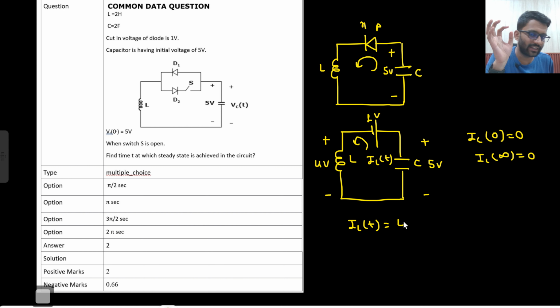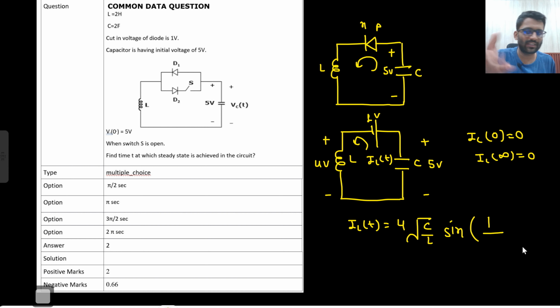Voltage by resistance. Voltage into root C by L. So this is the intuitive method. This is how we write down the current equation. If you don't know, you can watch the lecture. Then only you will be able to understand how I wrote it from here. Initially 0. At steady state also it is 0. That means this will be the current equation. It will follow the sinusoid rule. So it will be 4 into root C by L sin omega t.